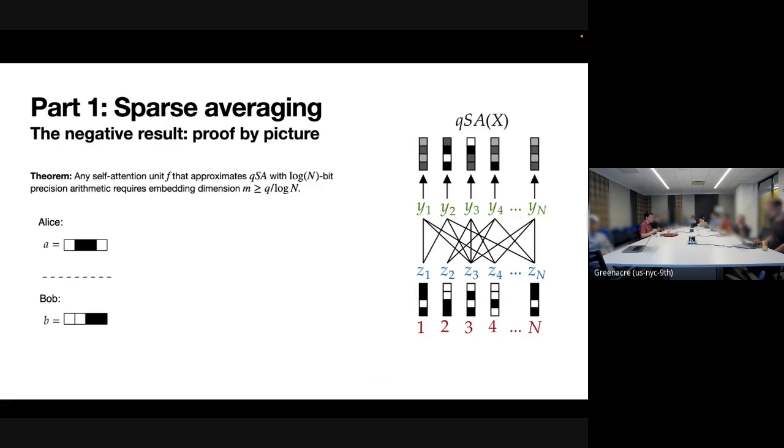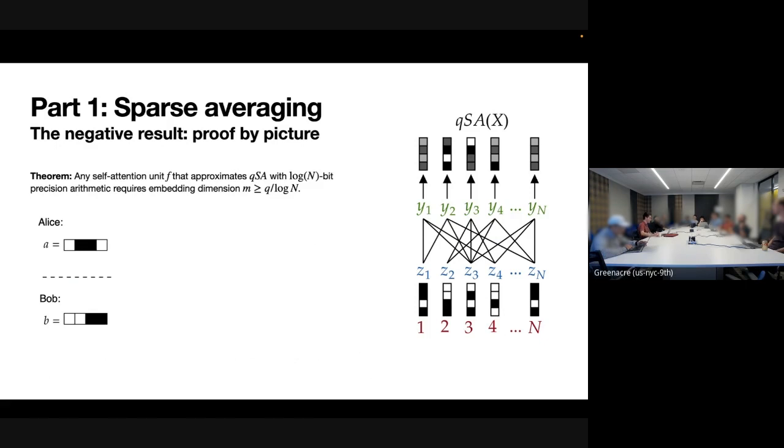So just quickly, at a show of hands, how familiar are people with basic communication complexity? Do people know what set disjointness is and what the communication complexity of that is? You can always be reminded. Okay, cool. So I'll talk about it briefly.